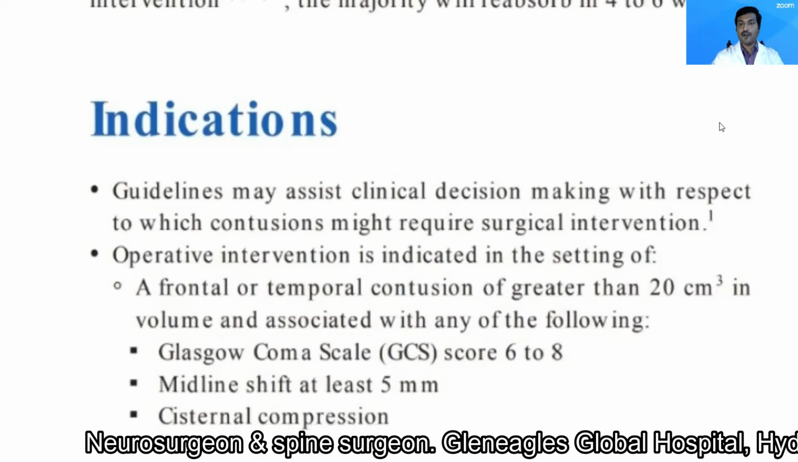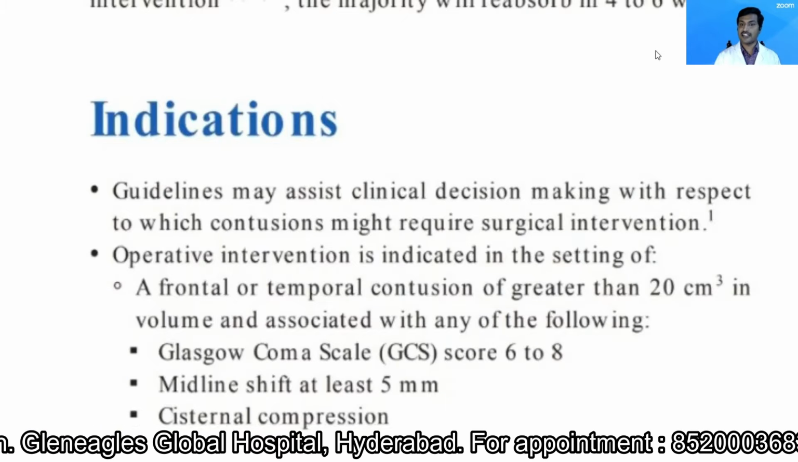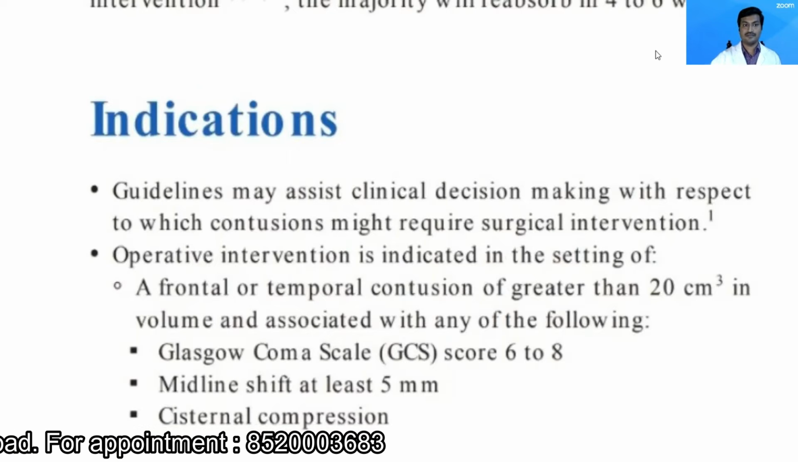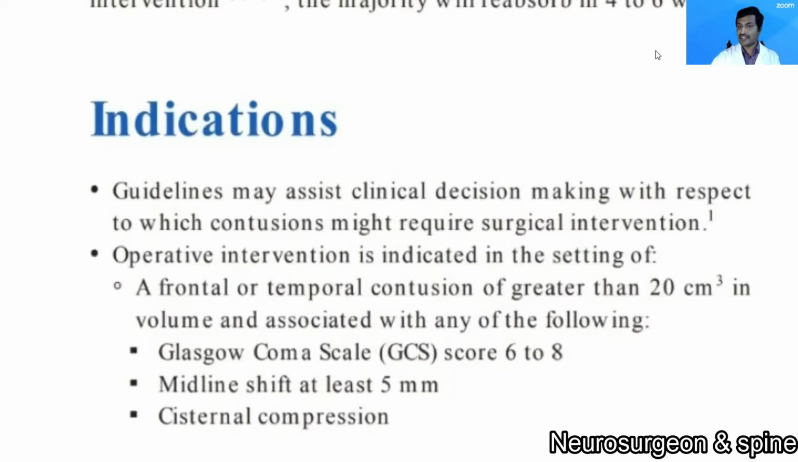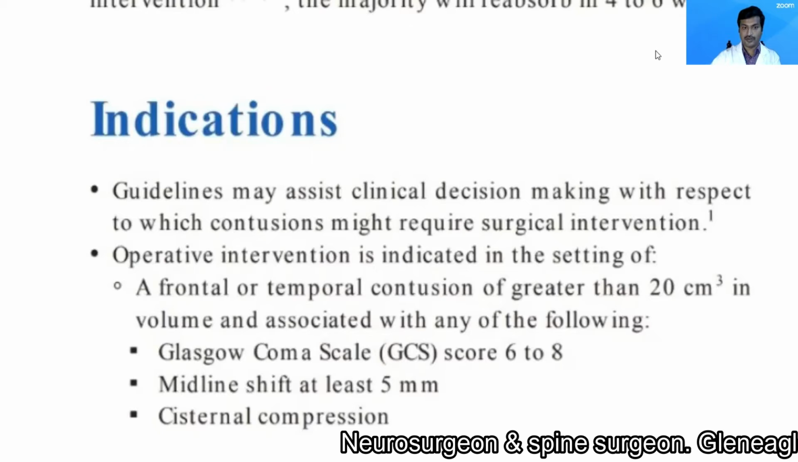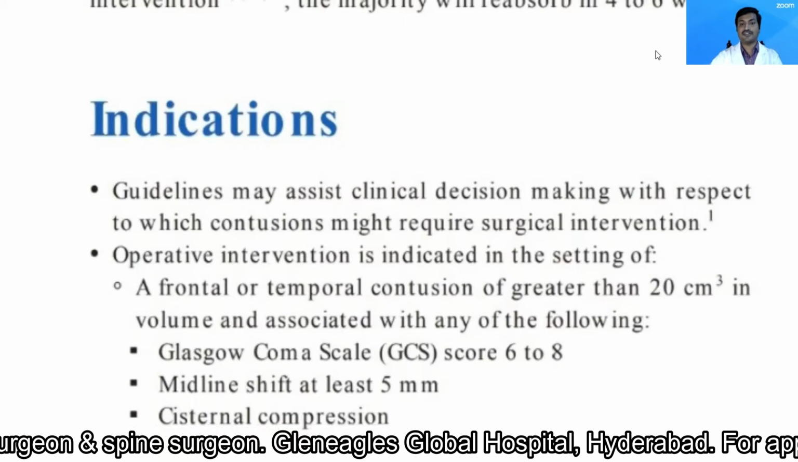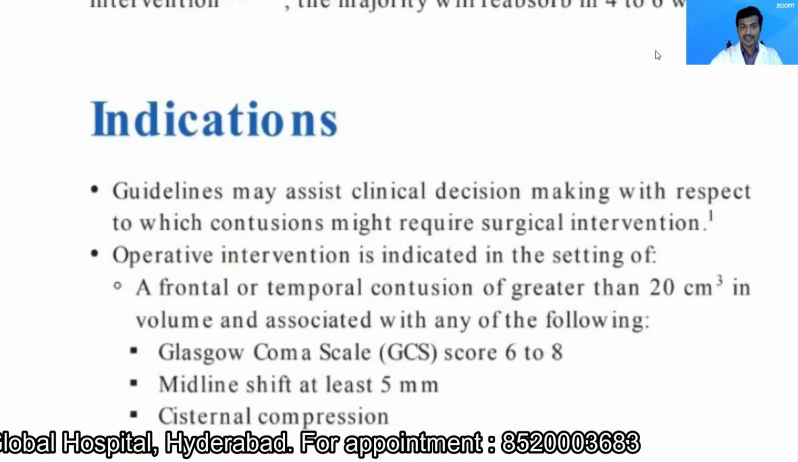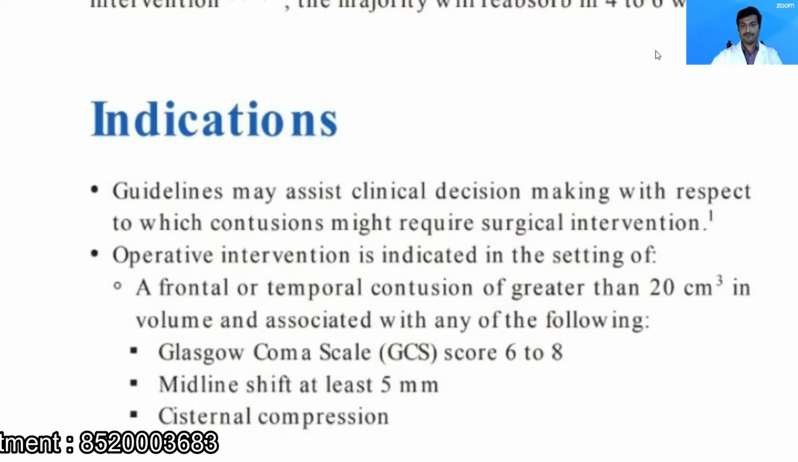Before I go into the operative procedure per se, let us discuss the indications for surgical intervention in these cases. An operative intervention is indicated in the setting of a frontal or a temporal contusion which is greater than 20 cubic centimeters in volume, and which is also associated with one of the following: Glasgow coma scale of 6 to 8, midline shift of at least 5 mm, and cisternal compression.